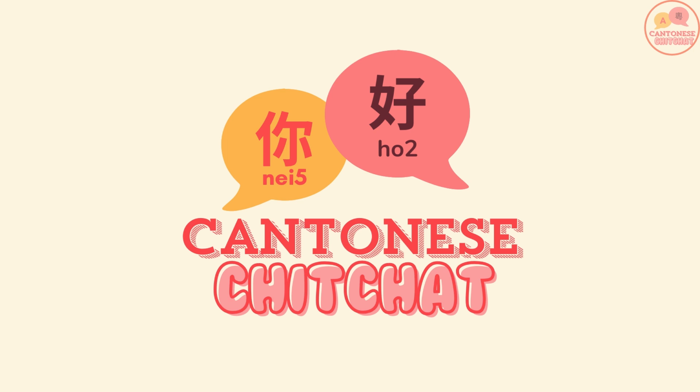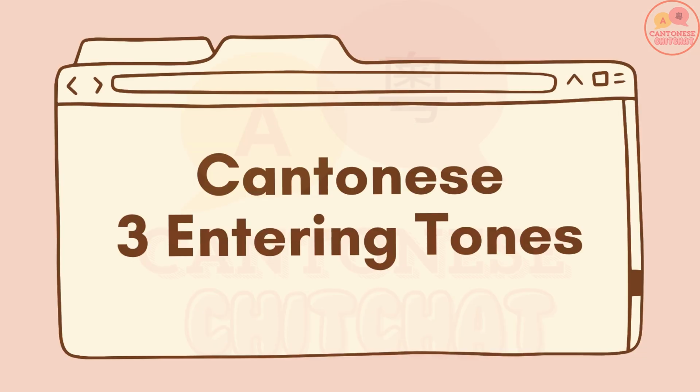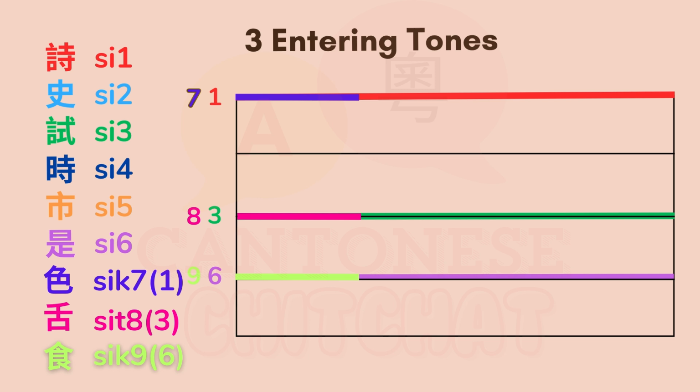In the last video, we learned the 6 basic tones in Cantonese. Today, we're going to learn the 3 entering tones. You can call them the short tones. Entering tones are a bit different. The syllable ends in P, T, or K, and the sound is short and quick, even though the pitch follows tone 1, 3, or 6.